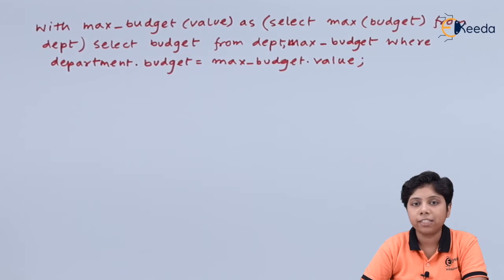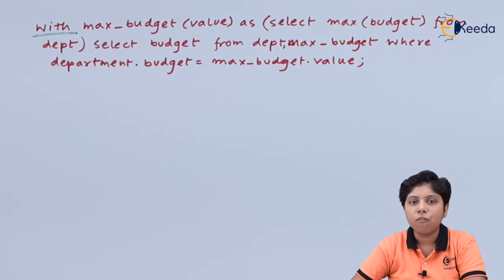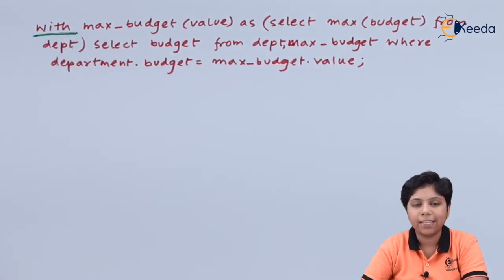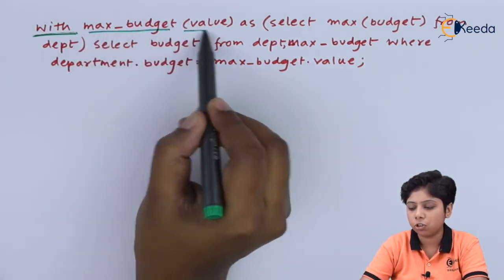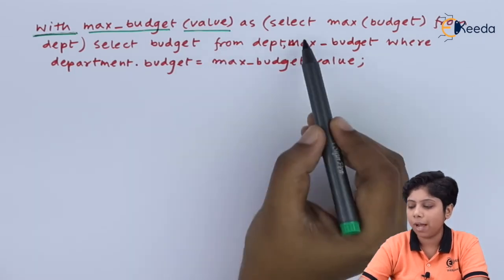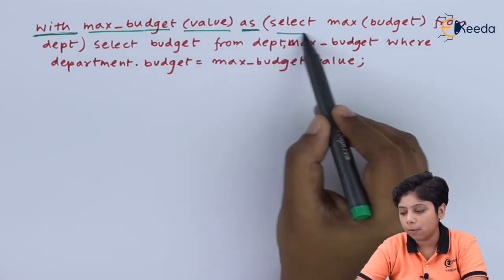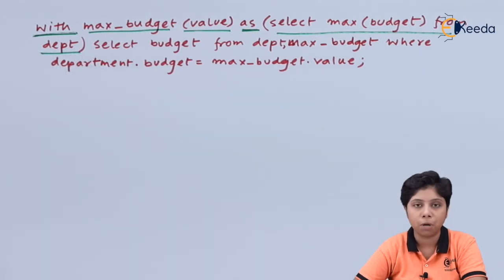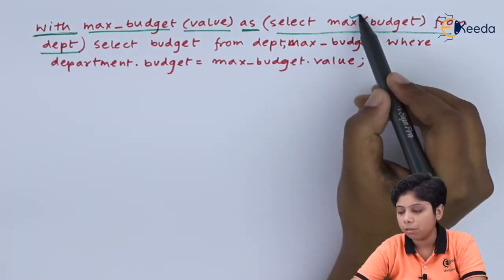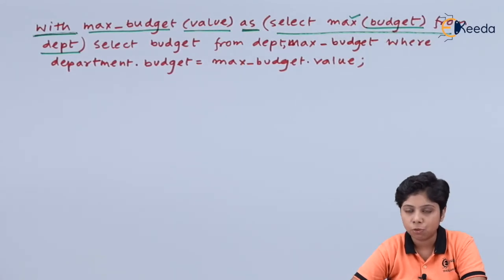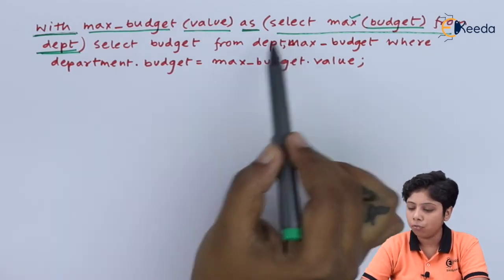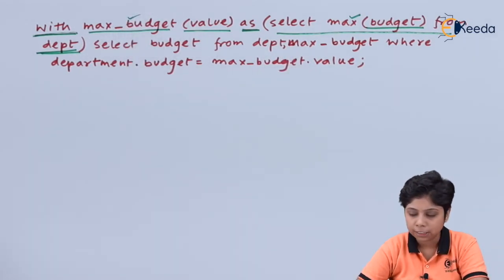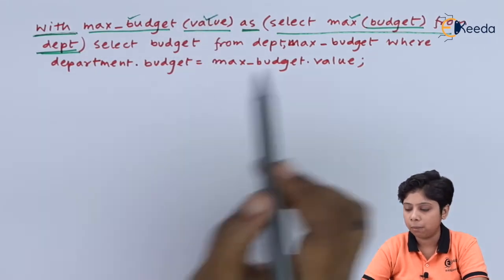Look for the key areas that I have changed from the from subqueries to a with clause. With a with clause, we first write the word with, and then we rename the relation name max budget with an attribute value, which I'll select as the subquery: select max budget from department. Now the aggregate function max performed on the budget attribute from the department relation will be taken as a relation on which max budget is built, and value is the attribute name of this maximum budget.